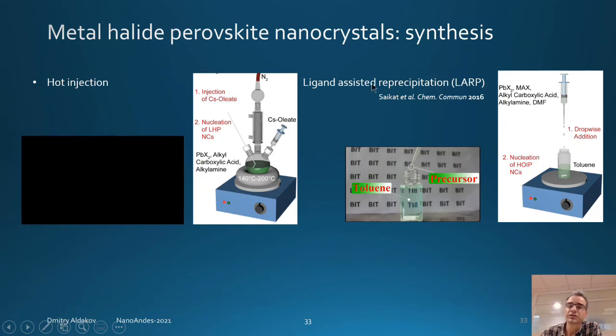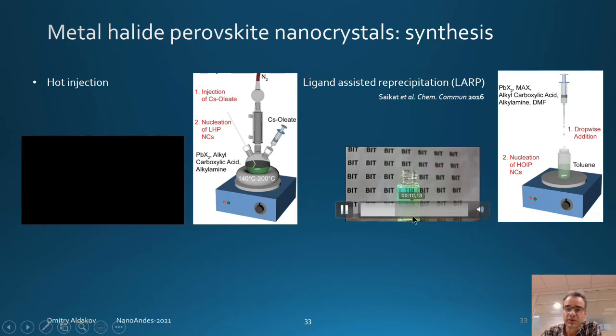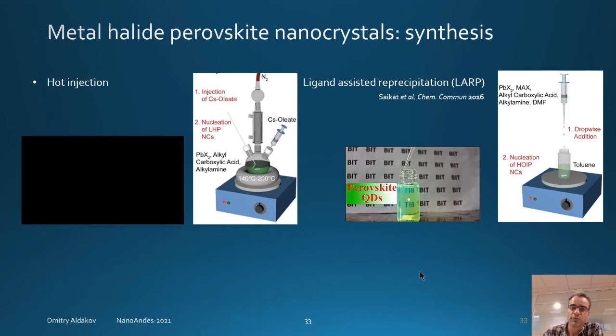An alternative synthesis is what we call ligand-assisted reprecipitation. In this case, we mix all the precursors in some polar solvent like DMF, and we add it dropwise to some bad solvent, let's say toluene. And as you drop, you create supersaturation, which is assisted by the ligands which you use, by oleates, for example, and you get nanocrystals directly in the solution. So in this video, you can see the pipette. You get some droplets, and you get directly the formation in the solution of these luminescent nanoparticles, and as we drop more, they get more luminescent. We have more and more generation. Like this, we can also get a very nice size dispersion of these nanocrystals.